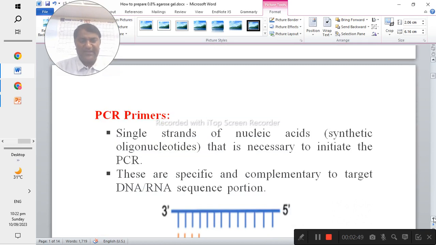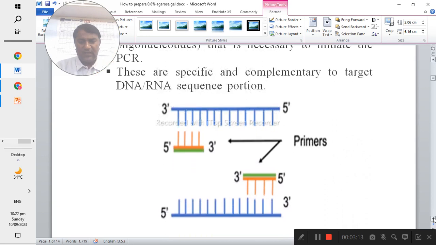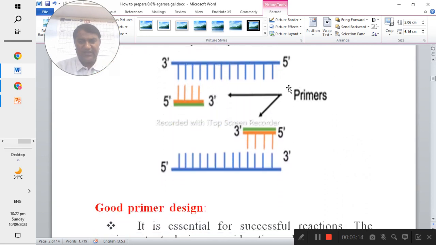How can you define it? It is a single strand of nucleic acid, a synthetic nucleotide, an oligonucleotide, that is necessary to initiate the PCR. So these are specific and complementary to the target DNA or RNA sequence portion. Here you can see the primers which are attached from 5' to 3', and here 3' to 5'. So these primers are short fragments.